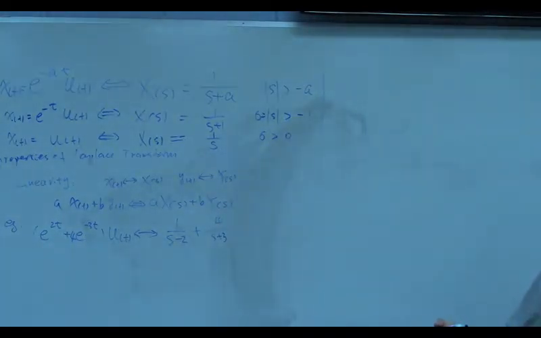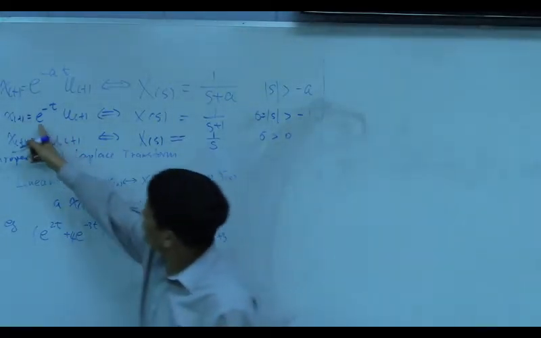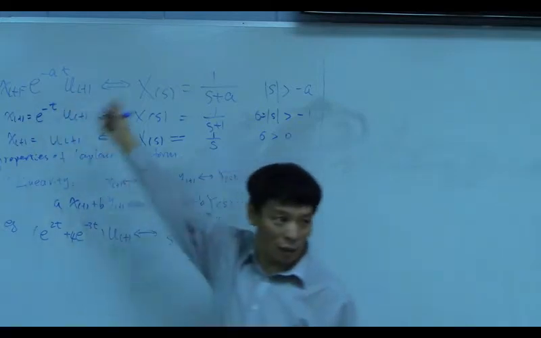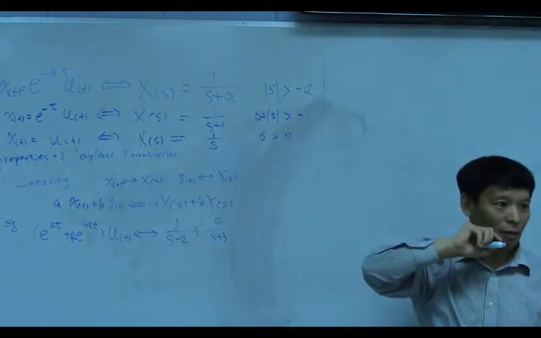Any question? Do we forget something? Huh? ut. This one e to the 2t times ut, and e to the negative 3t ut, together give us this. Okay? Right?